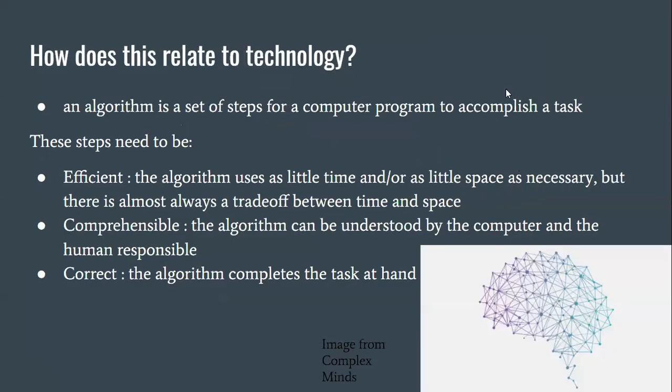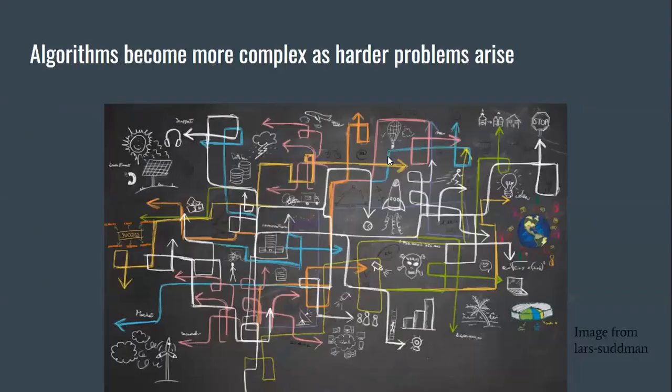How does this relate to technology? An algorithm is a set of steps for a computer program to accomplish a task. These steps need to be efficient, comprehensible, and correct to be able to be put into real-world application. By efficient, I mean the algorithm needs to be fast and space conscious of the device it's on. By comprehensible, I mean the algorithm can be understood by the computer and the human responsible for debugging. And correct, it needs to be able to solve the problem and task at hand.